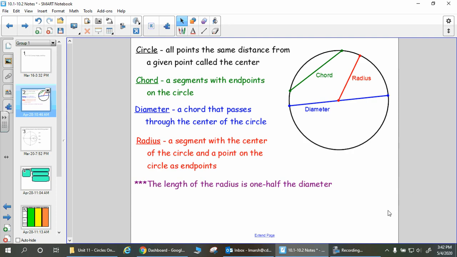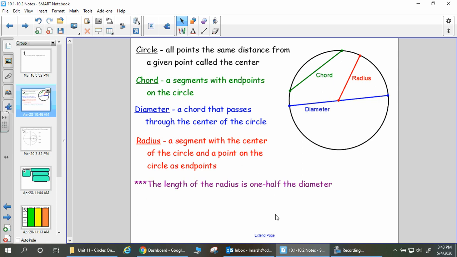So a circle, you should have this idea in your head, obviously, what a circle looks like. But by definition, it is all points that are the same distance from a given point called the center. That center of your circle is also actually how a circle is named. So if you look at your picture here, this center point, if I had given that, say, point C, then this would be circle C.